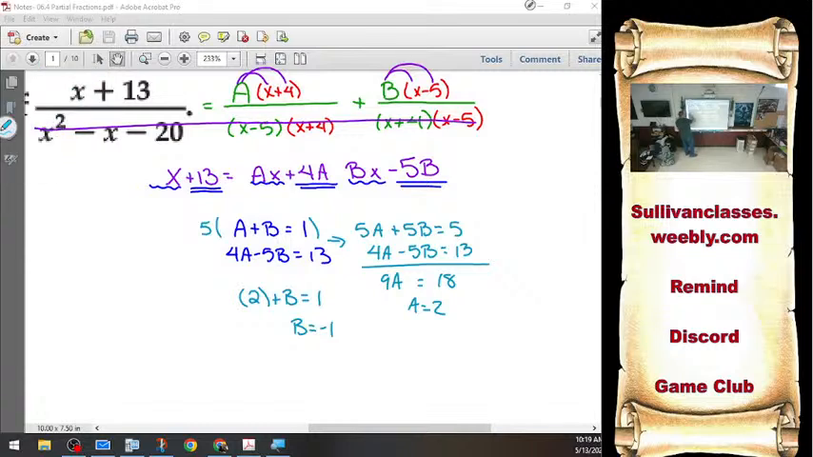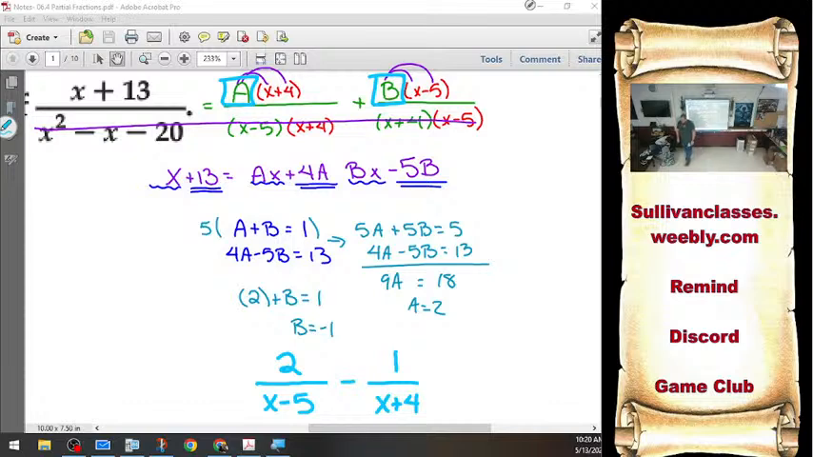So, finish it off. The whole point of this was I knew it broke down into something over x minus 5 and something over x plus 4. I just had to find out what they were. I just found out what they were. So make sure you actually write it. 2 over x minus 5. Now you can either say minus 1 over x plus 4, or you can say plus a negative 1 over x plus 4. Same thing.